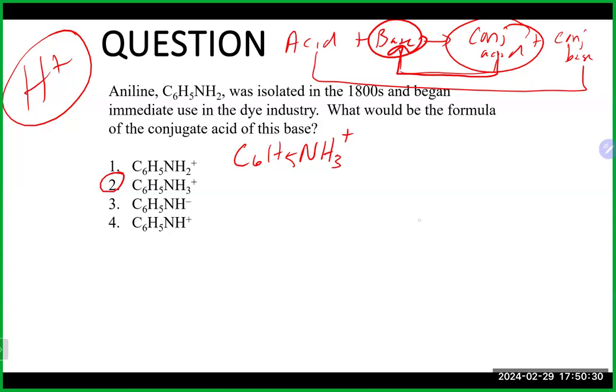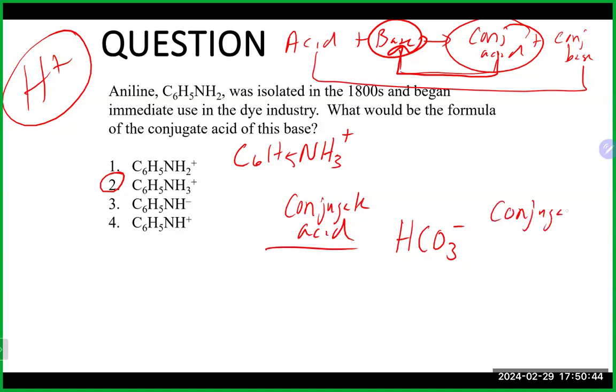Now, let's say we had something like HCO3 minus. Why don't you write the formula for the conjugate acid and also the conjugate base. So starting with a little bicarbonate in each case, write the formula.